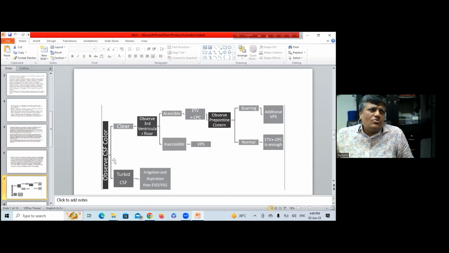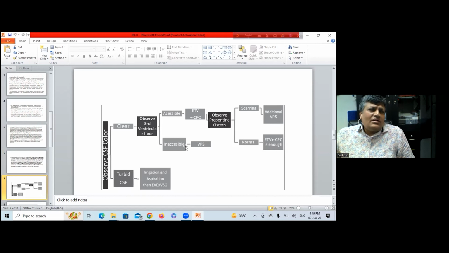This is the flow chart we follow for irrigation and management of multiloculated hydrocephalus. Observe the CSF color during the fenestration. If it is clear, we observe the third ventricular floor. If it is accessible, we do ETV, and choroid plexus coagulation as an adjunct if the patient is below 1 year. We must observe the prepontine cistern by flexible endoscope. If there is too much scarring in the prepontine cistern, an additional VP shunt is done in the same sitting. But if there is not too much scarring, ETV and CPC is enough.